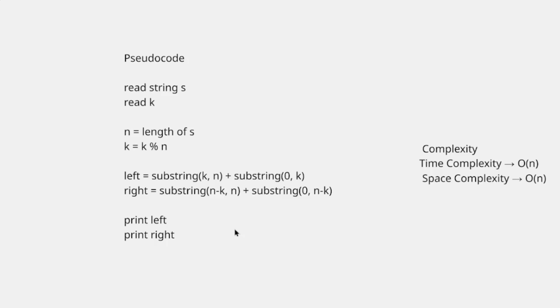So here is the time complexity and space complexity. Time complexity is just big O of n, and space complexity is also big O of n. Now for brute force, the time complexity is big O of n into m, so it takes more time, but in the optimal approach the time complexity is big O of n.